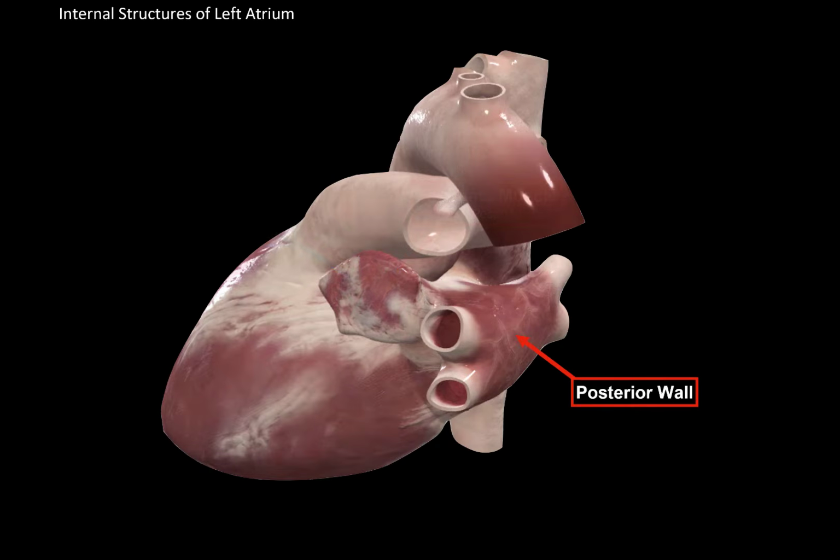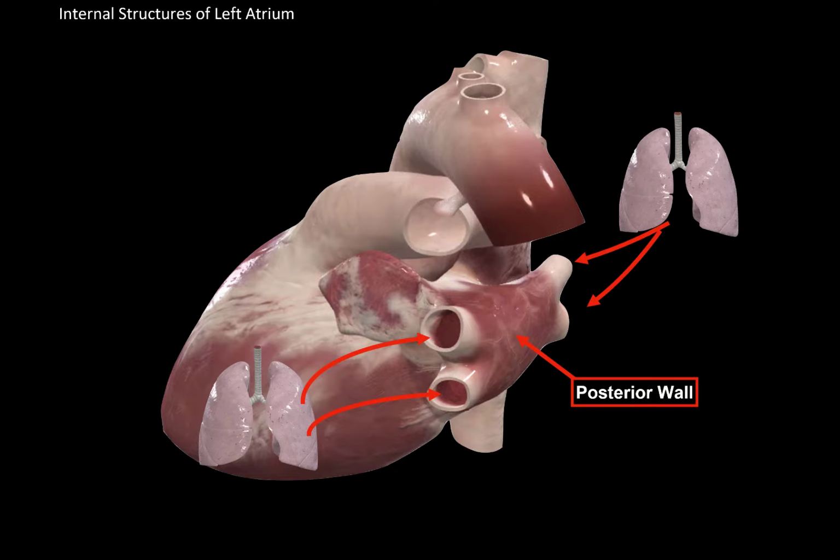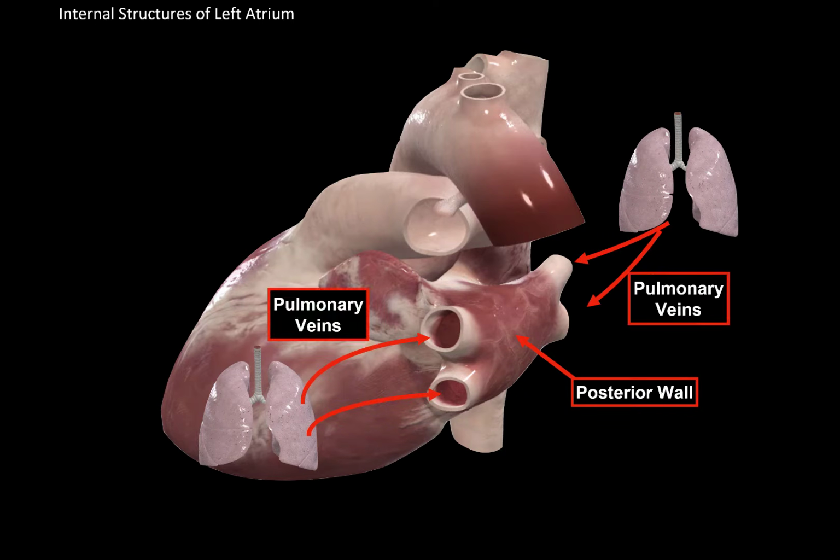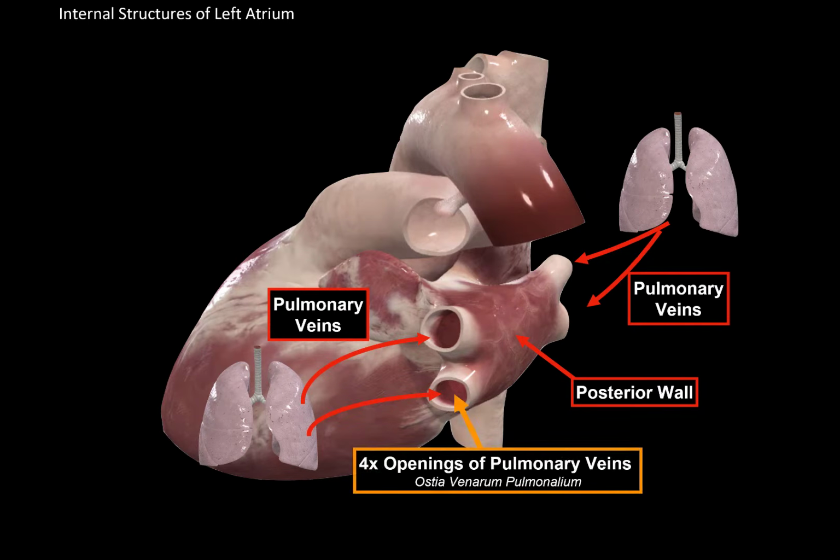And back here, we can find 4 blood vessels on the posterior wall, where oxygenated blood from the lungs comes in. And these blood vessels are called pulmonary veins. So the posterior wall of the left atrium has 4 openings. And these openings are called the openings of the pulmonary veins.